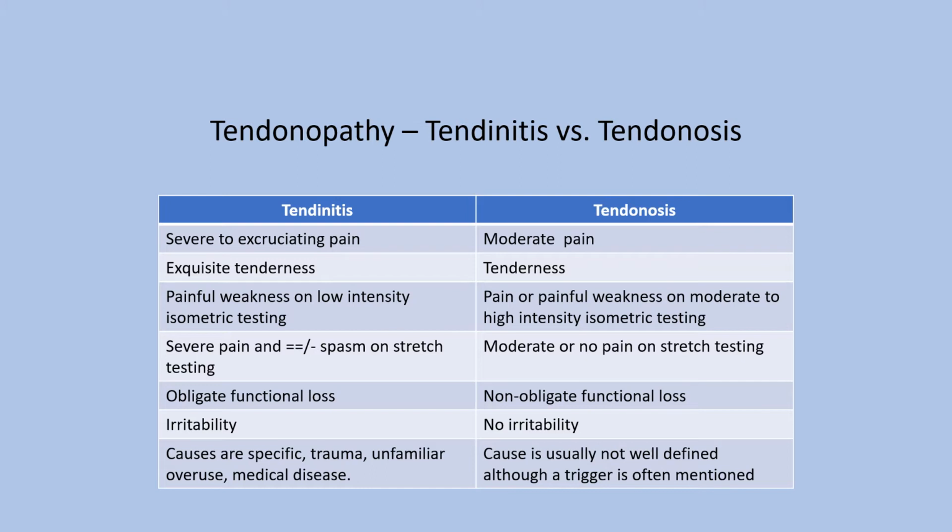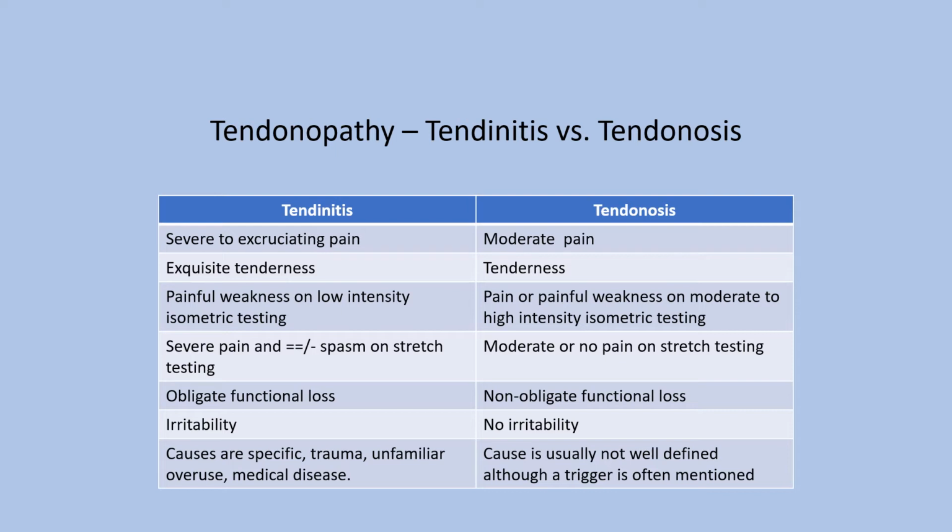The response to stretching and isometric contraction tests is also completely different, with the gentleness of contractions causing severe pain and weakness, and pretty much the same response to stretching, but with spasm with tendinitis. Functional loss is obligate in tendinitis. They simply cannot use the hand.